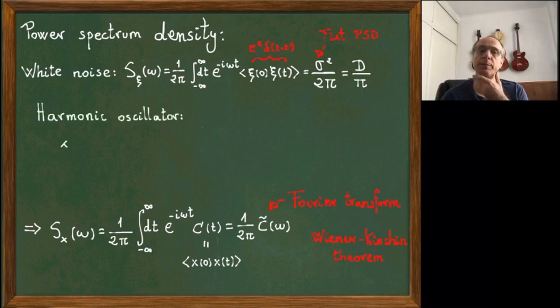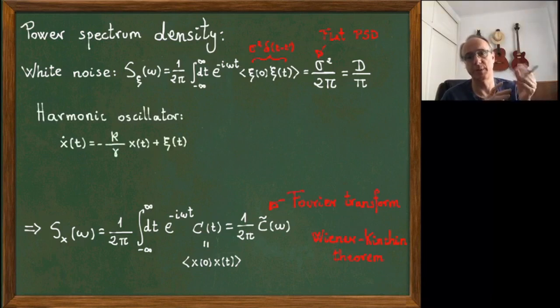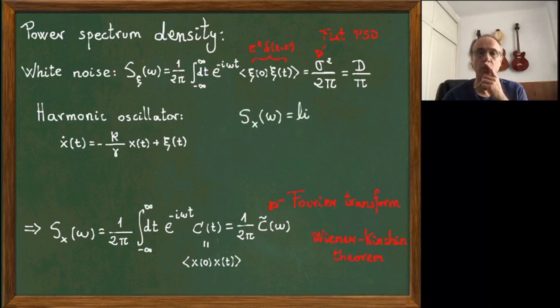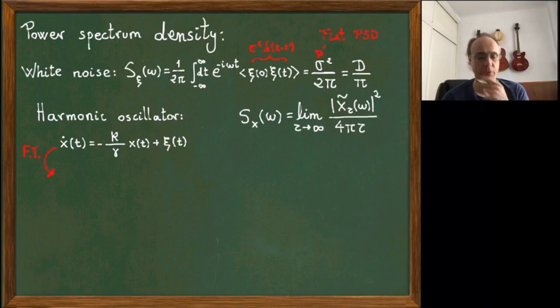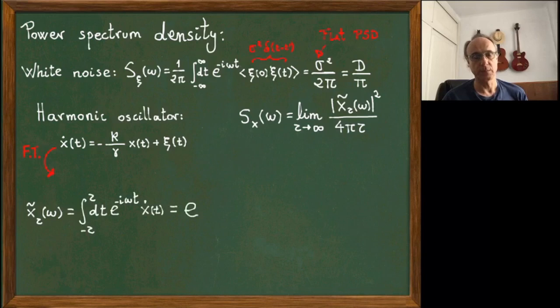Okay. Now let's try to calculate the power spectrum density for the harmonic oscillator. Now we will use the second definition. So we will have this equation. Now we can apply the finite Fourier transform, the finite time Fourier transform. We will apply this expression to calculate it. We apply the Fourier transform. Remember that the Fourier transform is this one.